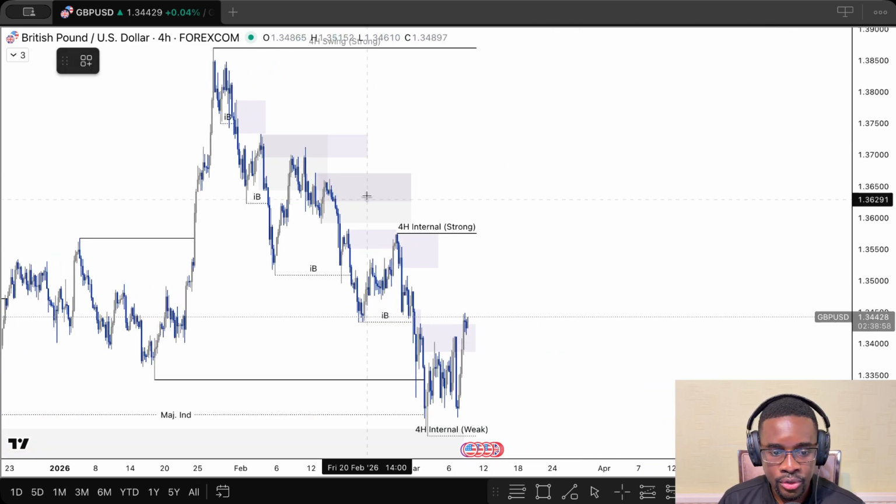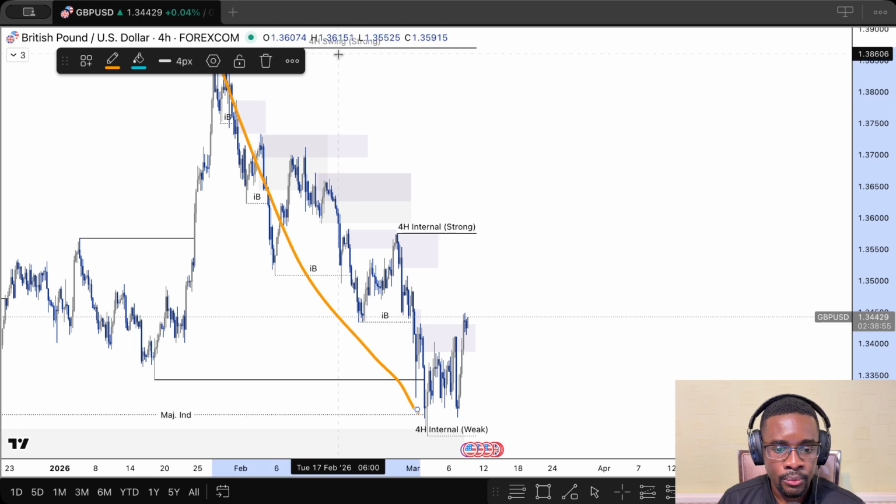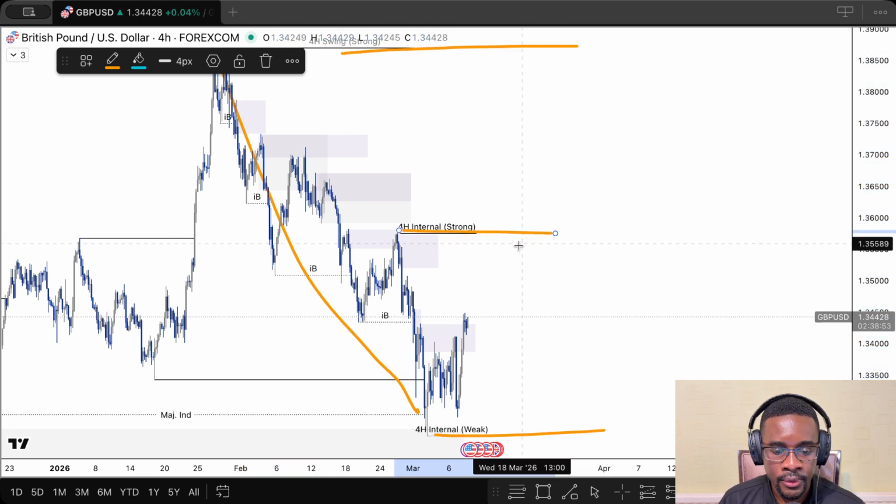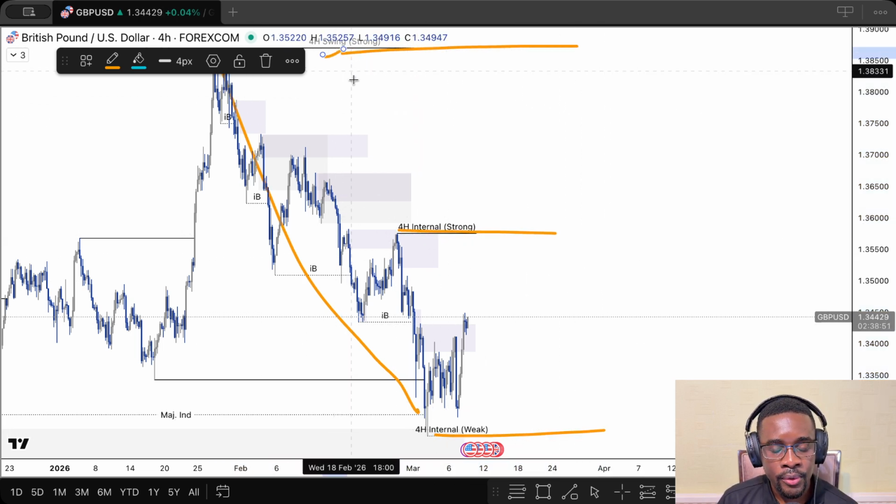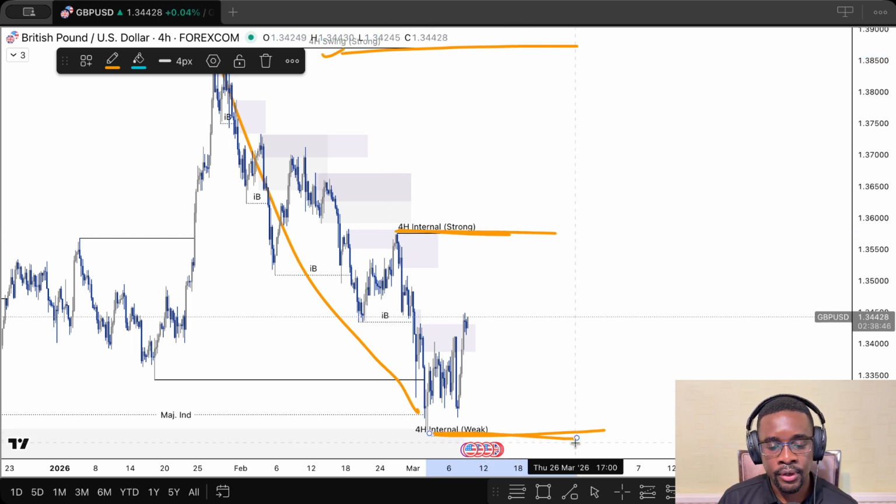This is our range. Boom, boom, boom, and then this is our internal. So this is our strong swing, and this is our strong internal, and then this is our weak internal and weak swing at the moment.